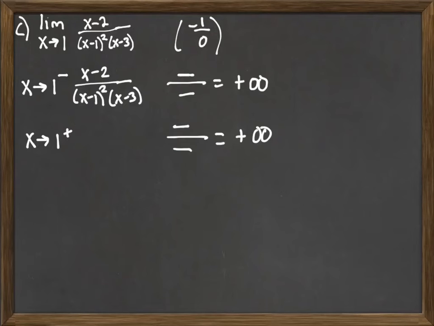As x is taking on values a little bit bigger than 1, the numerator is still going to be negative, and the denominator is still going to be negative, and we get negative over negative, which is positive infinity. And so it turns out the right-hand limit is also positive infinity. And so since the left and right agree, then the overall limit is positive infinity. Now, if we had a situation where the right was positive infinity, the left was negative infinity, then we'd go back around and say that the limit does not exist.